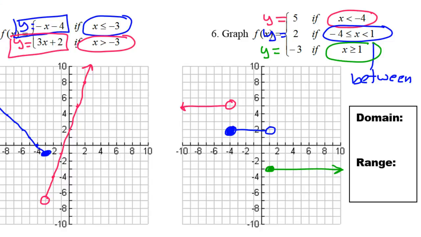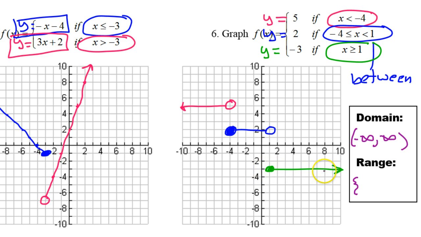Now, the domain and range. This graph goes to the left forever, and it goes to the right forever, and there are no x values that are not included. So negative infinity to positive infinity. The range. We cannot do interval notation like we normally do. This graph only has 3 y values. So we're just going to list them.